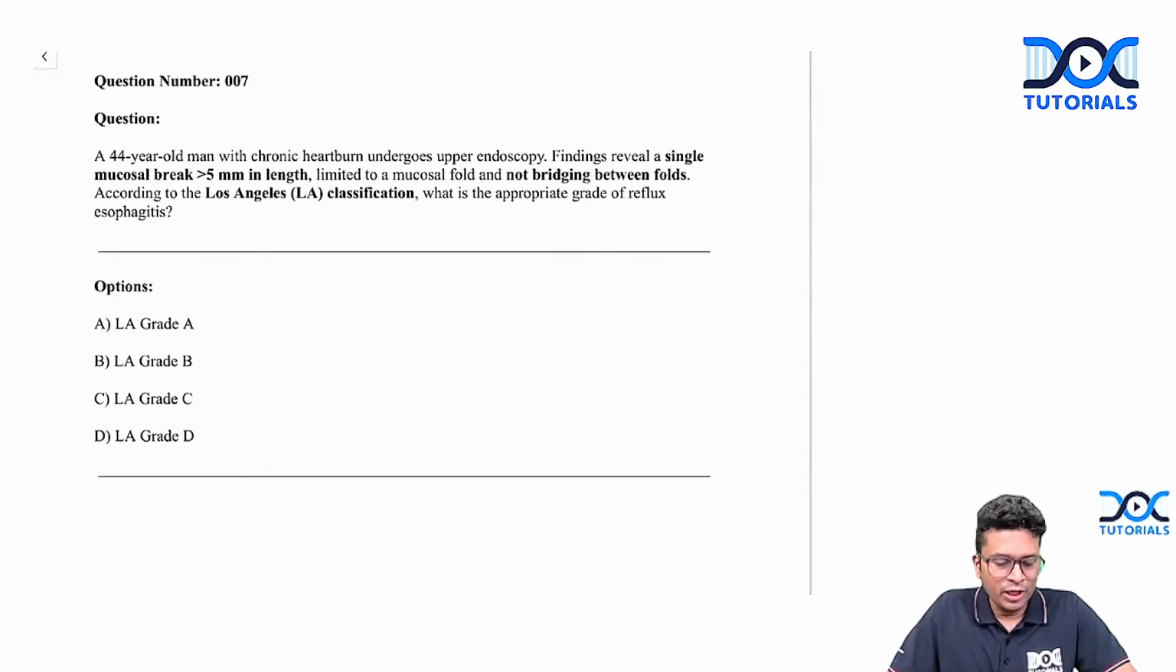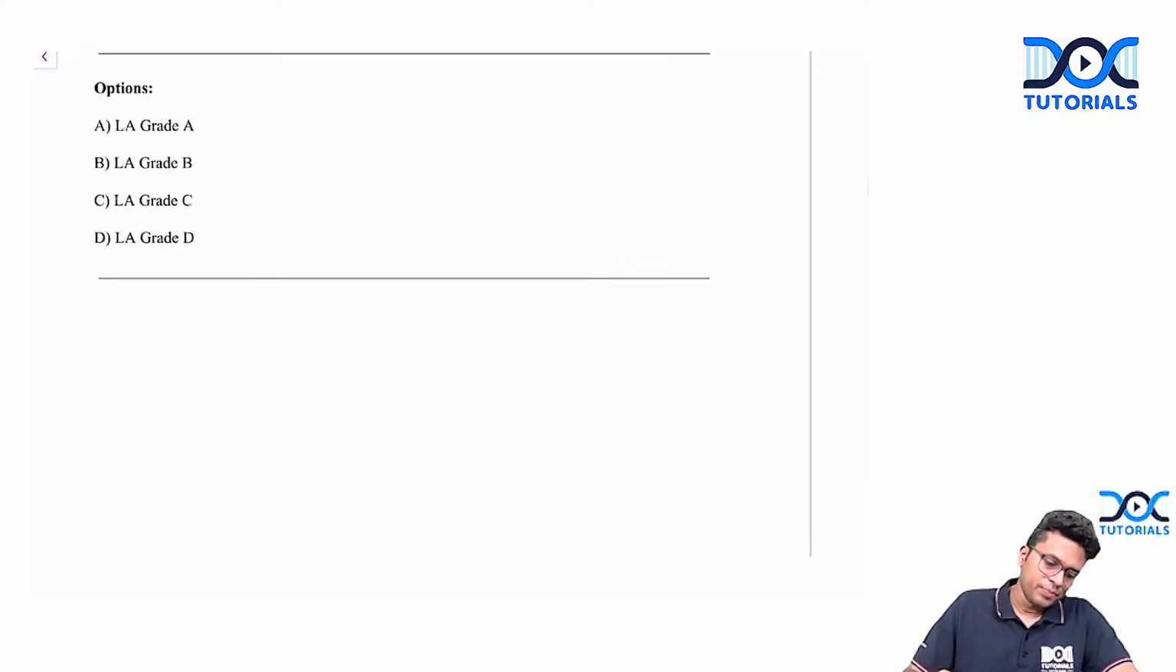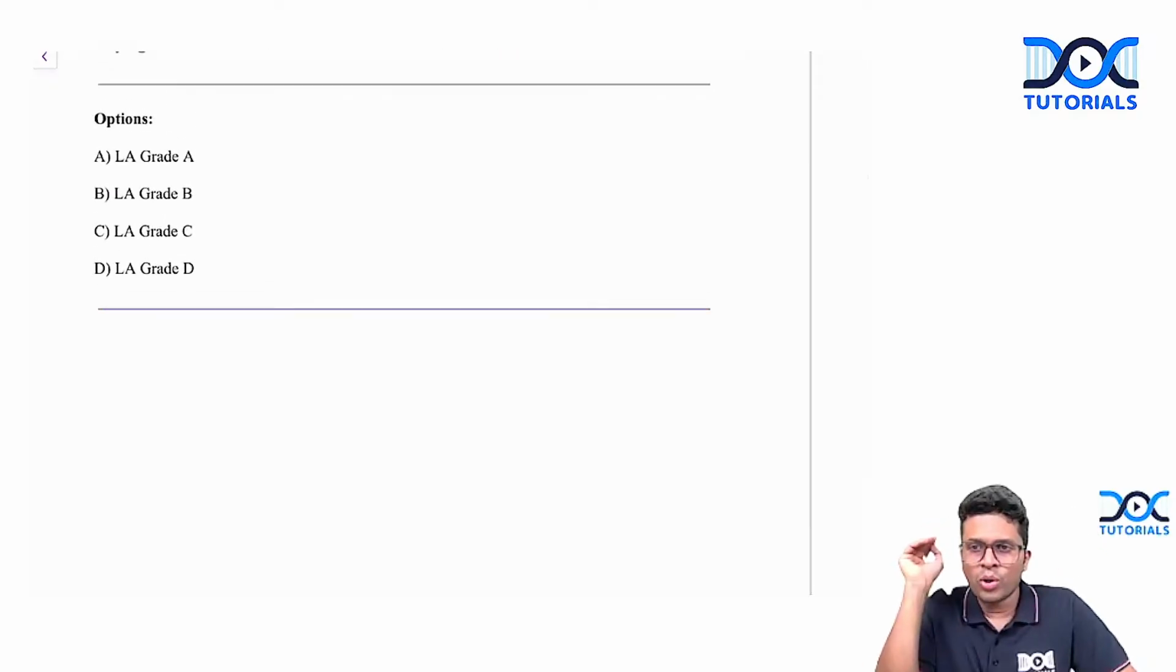Next is a 44-year-old man who presents with chronic heartburn and undergoes an upper GI scopy. This reveals a mucosal break of more than 5 mm in length, and they are not bridging between the folds. According to the Los Angeles classification, what is the appropriate grade of reflux esophagitis the patient has? Is it Los Angeles grade A, B, C, or D? A straightforward question, if you know how to analyze the pictures.